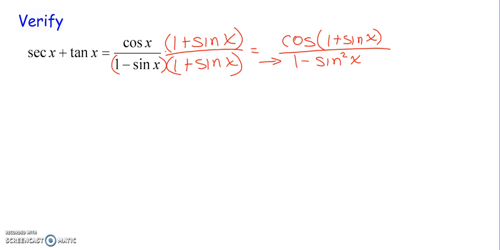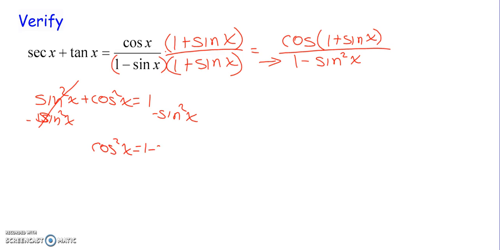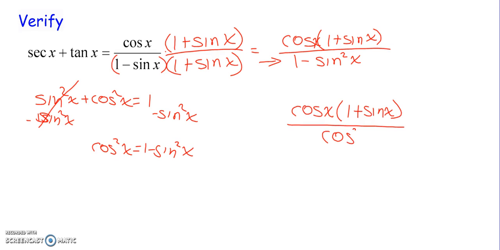So when I look at this bottom piece right here, I think, oh yeah, I know sine squared x plus cosine squared x equals 1. And if I subtract sine squared from both sides, I'm left with cosine squared x equals 1 minus sine squared x. And that's going to be the substitution I'm going to make to start. So on the top, I would have cosine x, parentheses, 1 plus sine x. On the bottom, we already figured out that whole bottom is equal to cosine squared x.